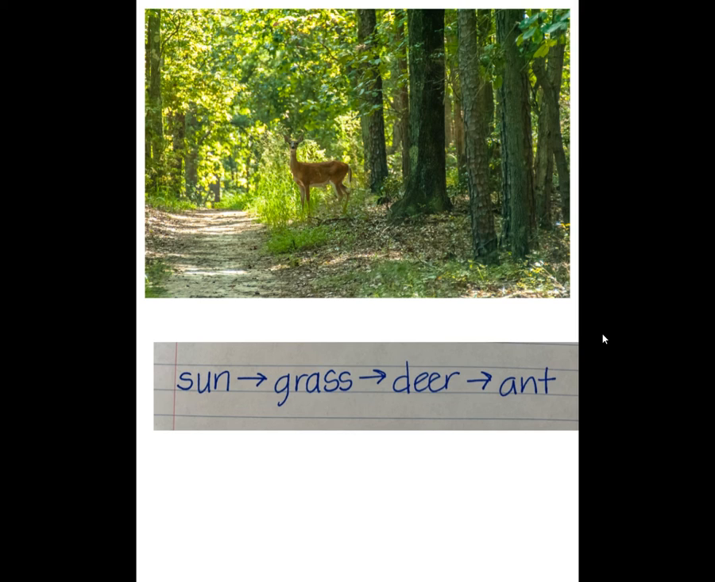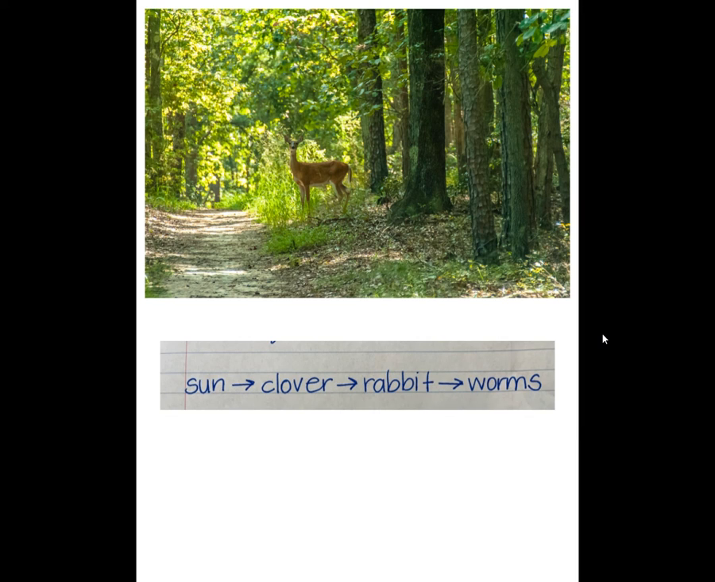You can use that as your decomposer today when you make your own as well, because in a lot of different ecosystems, there are different kinds of ants that are decomposing. The next one, and the last one that I made, starts with the sun. Then I'm going to assume there's some clover around. Then I have a rabbit eating the clover. Even though I don't see a rabbit in the picture, I can assume that there are rabbits in the area. And then I use worms for my decomposer again.